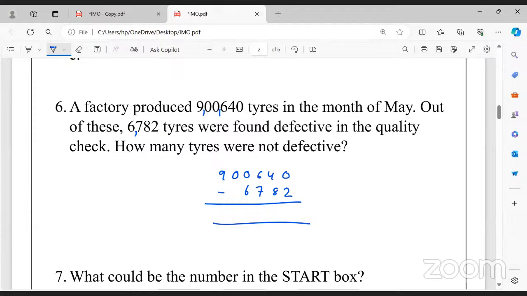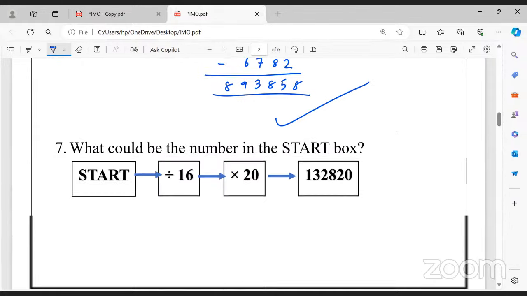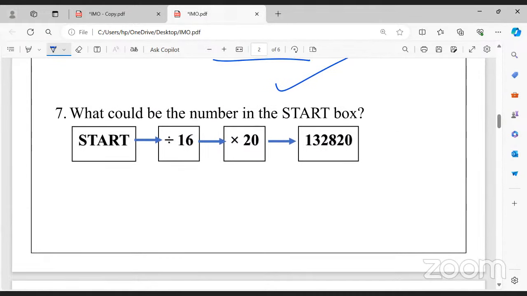The answer is 8,938. Is it so? Let me check. 8,938. Superb. Very good. You all are correct. Oh, I love this kind of sums. And I wanted to give more questions on this.